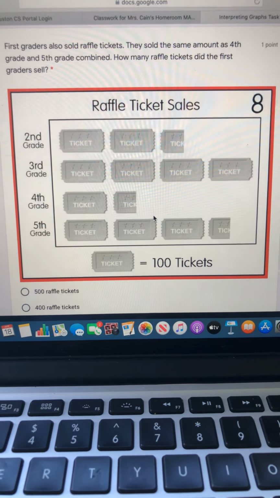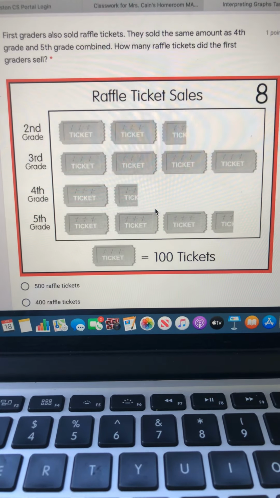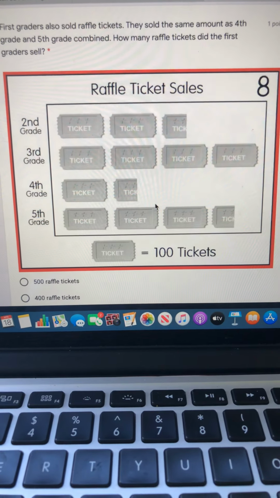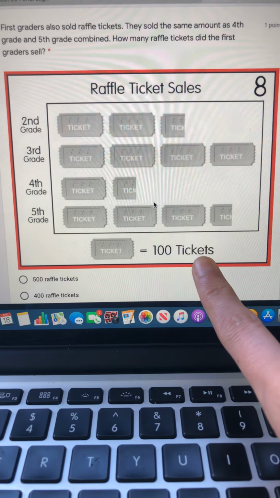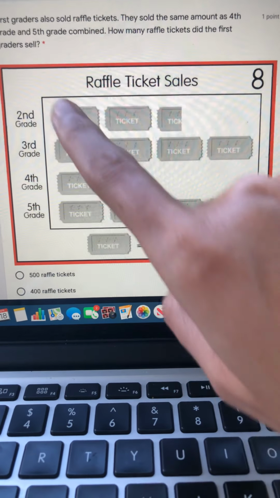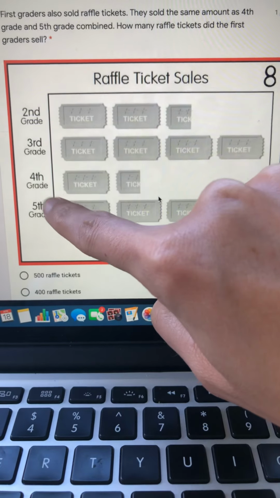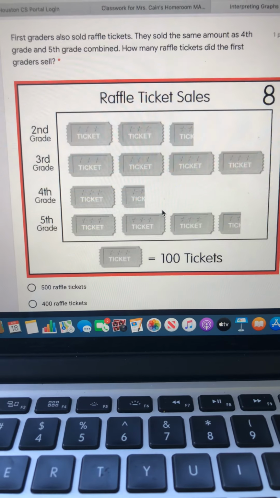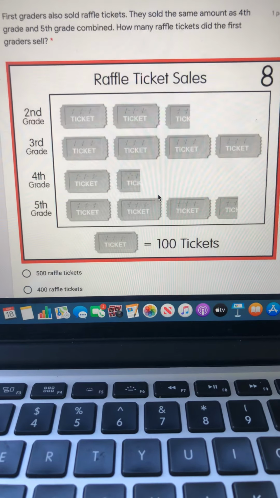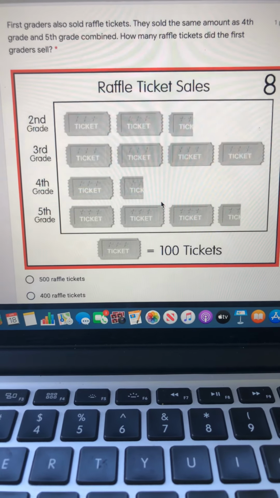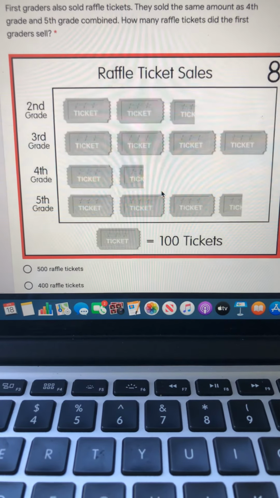All right, so the next question has a new graph, and the graph is the raffle ticket sales. So at the bottom, you see 1 ticket equals 100 tickets. And then on the side, you see how many raffle tickets 2nd grade sold, 3rd grade sold, 4th grade sold, and 5th grade sold.